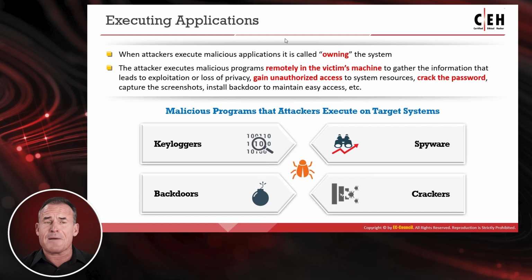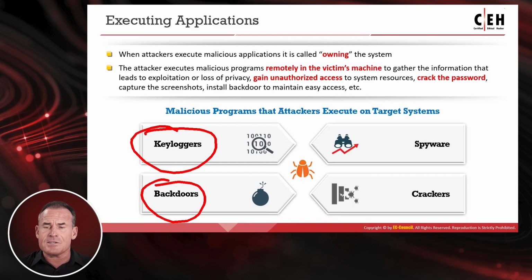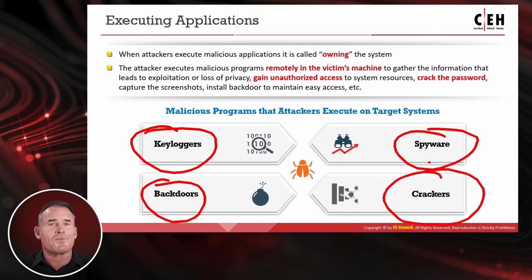All right, and then executing applications. So once you've got the privilege on the system you require, now it's time to execute applications, and that may be to preserve access, which is a backdoor. It may be to log keystrokes, gather additional information, spyware, or install crackers to crack other sets of credentials on the hacked box.